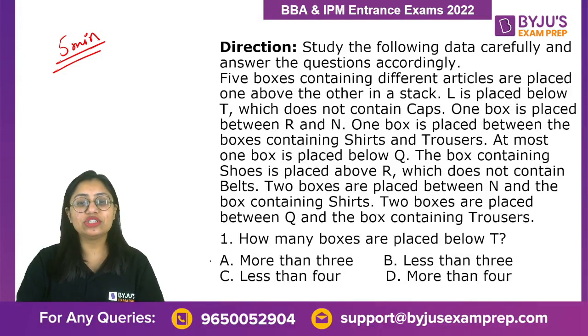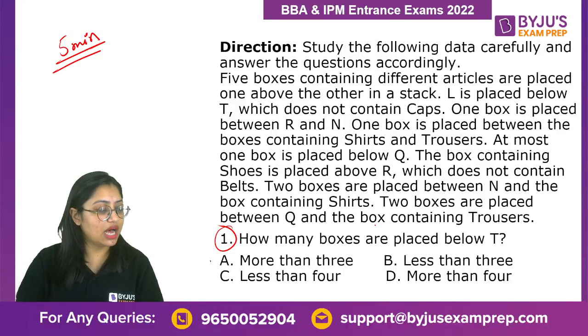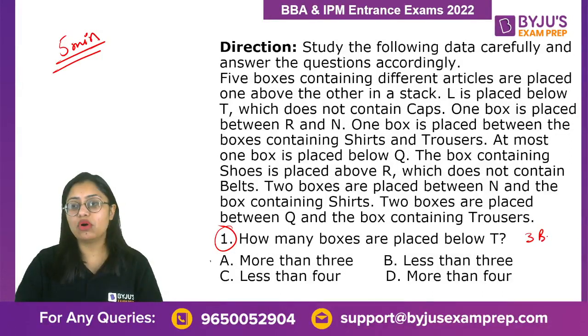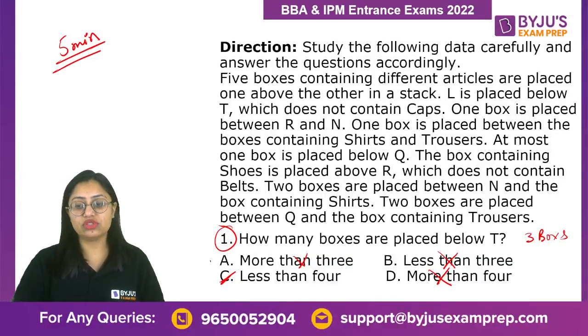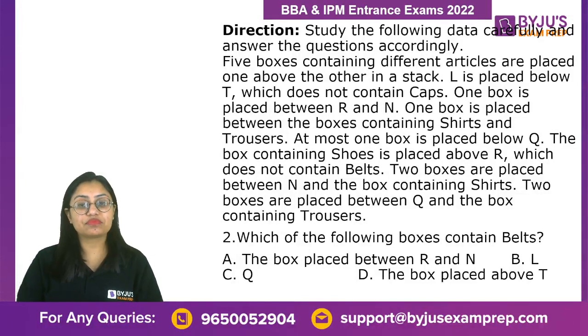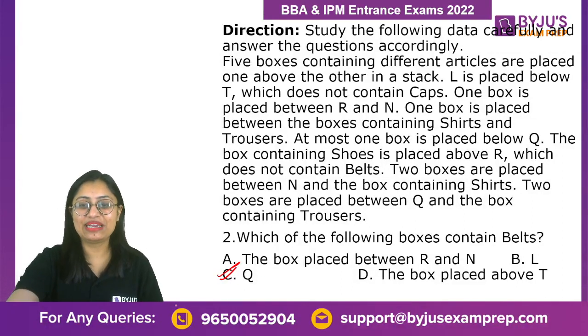Okay, so the first question is about how many boxes are placed below T. The answer in actual is 3 boxes, which is not more than 3, not less than 3, not more than 4. So option C is the answer. It was not a direct question, rather they gave you a little confusing options, right? Question number 2, everyone. Which of the following boxes contains belts? Belts is contained by, correct, yes, the answer is option C, right?